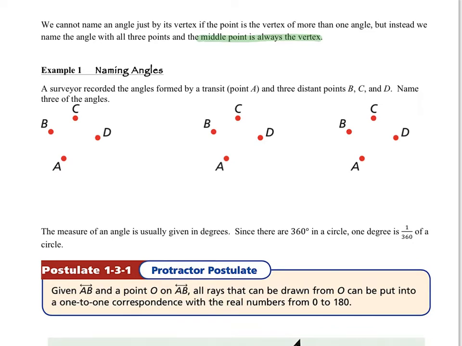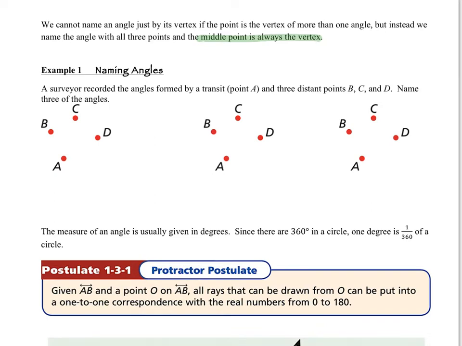So let's take a look at example 1, naming angles. A surveyor recorded the angles formed by a transit point A and 3 distant points B, C, and D. Name 3 of the angles. So we're going to start out in the example, and notice it's the same set of 4 points 3 different times. So we can create a bunch of different angles here.